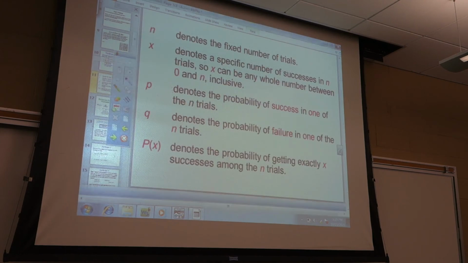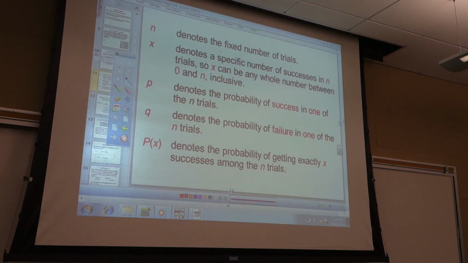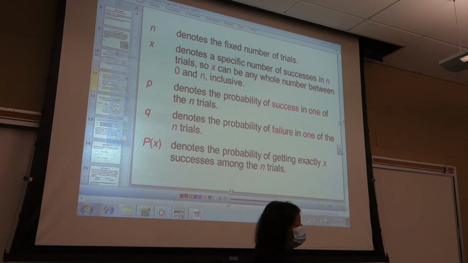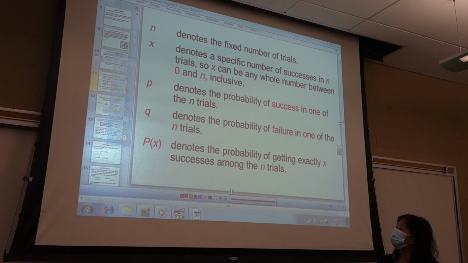All right, so here is some notation, which you should have down already in your chapter 5 notes. If not, make sure you have that in there. But just as a reminder, here it is. Rachel, do you want to read for us? N denotes the fixed number of trials. X denotes a specific number of successes in N trials, so X can be any whole number between 0 and N inclusive. Little p denotes the probability of success in one of the N trials. Little q denotes the probability of failure in one of the N trials. And P of X denotes the probability of getting exactly X successes among the N trials.